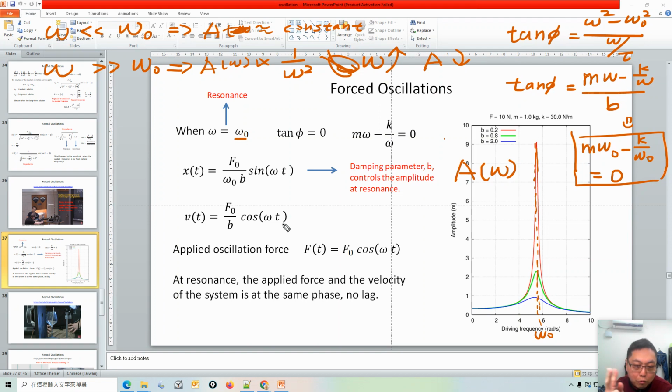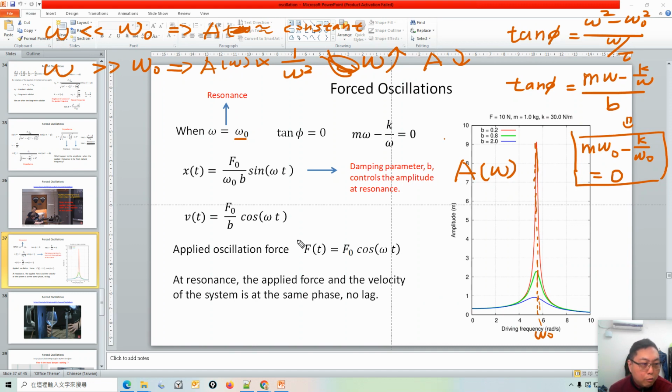Velocity and force are in the same phase, and that also means you apply energy into a system, and your system just takes it immediately, and there is no lag. Your system just sucks up all the energy, and because the system sucks up all the energy, that's why its amplitude just shoots up to a very high value.